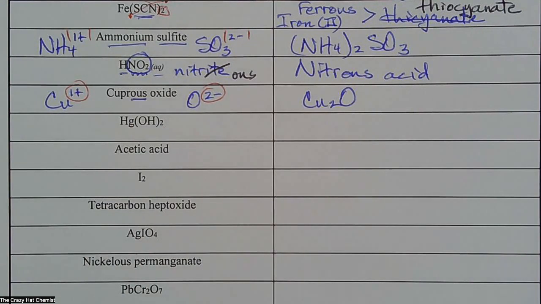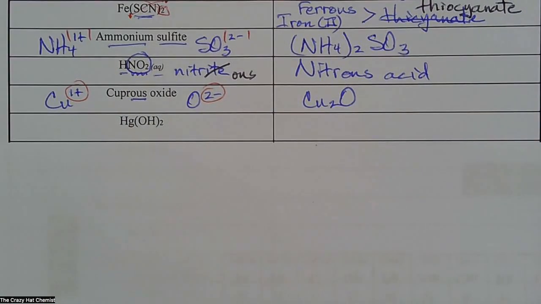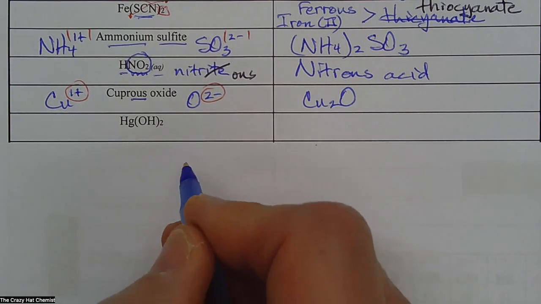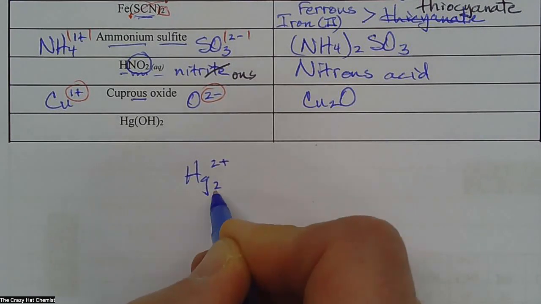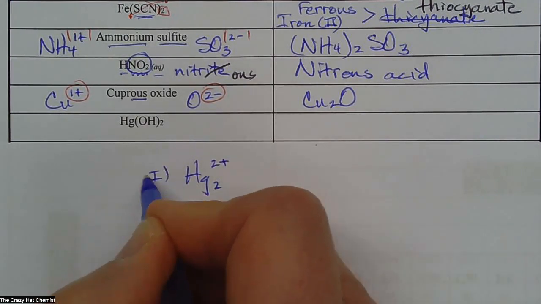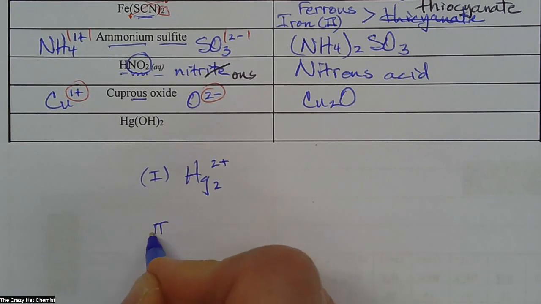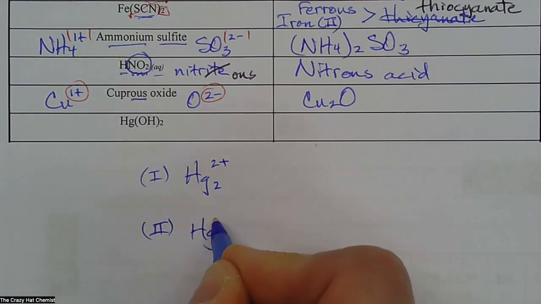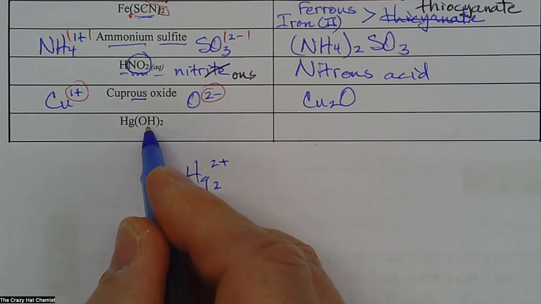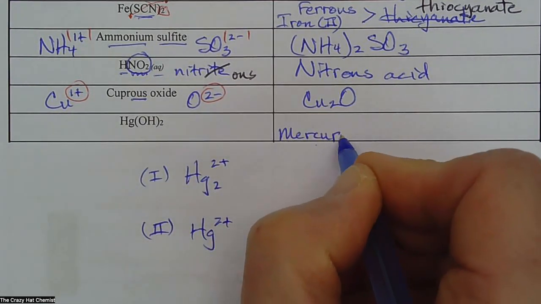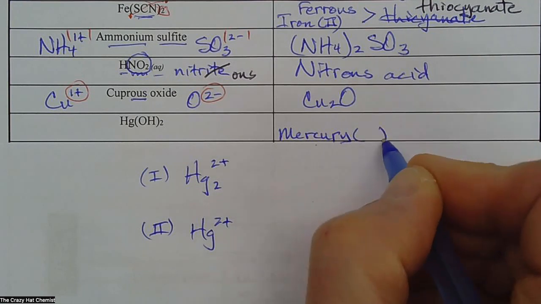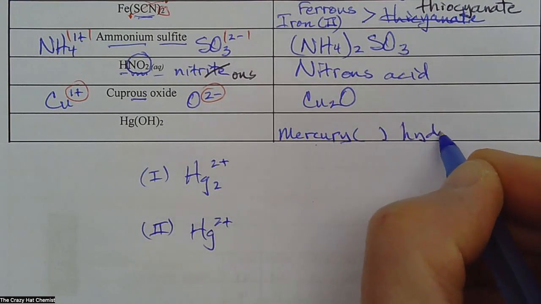And we have another mercury compound. So again, I'm going to highly recommend that you write out both of them, and that would be a good comparison. So the first one right here is Hg2 2 plus. This is mercury 1 or mercurous. The other one is Hg and a 2 plus. That's a hydroxide. So it's mercury Roman numeral something hydroxide.